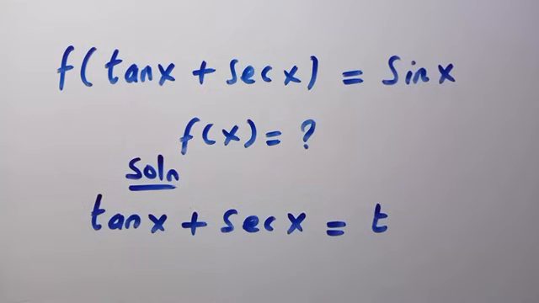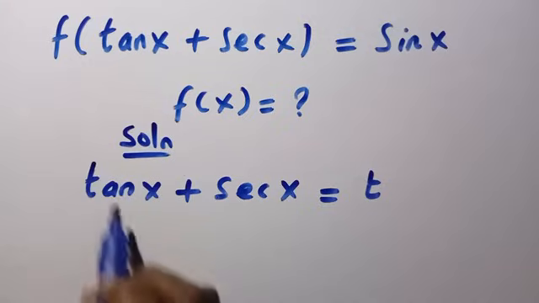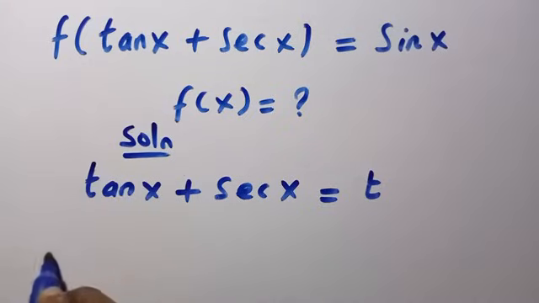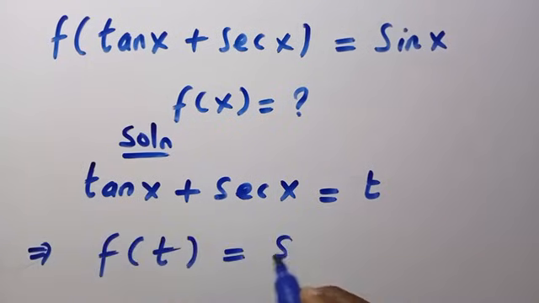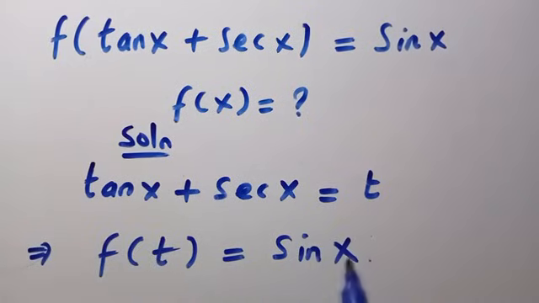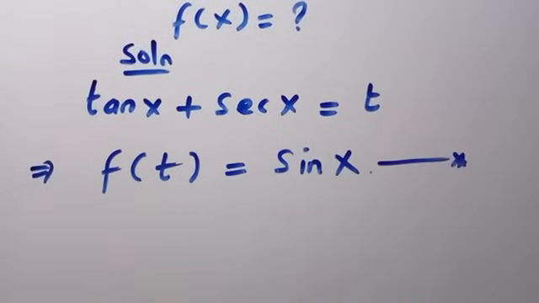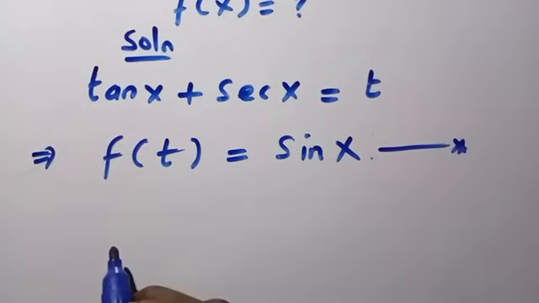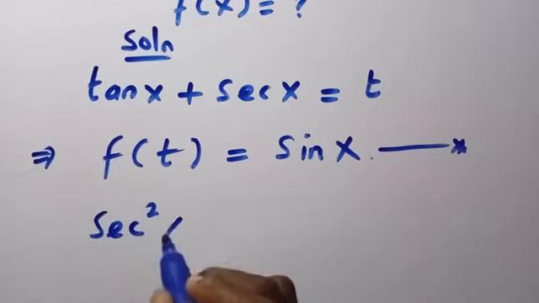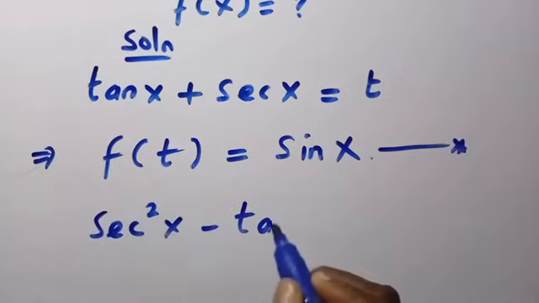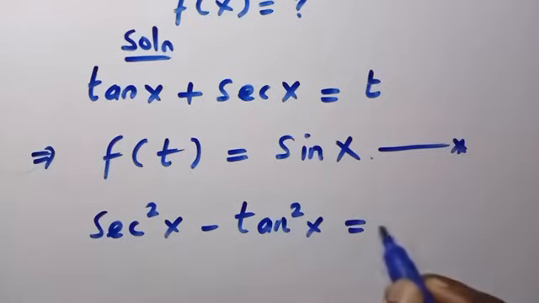So by letting this be t, we cover the whole domain of the original function. Since we have let that be t, the function becomes f of t equals sine x. But looking at what we have here and what we have here, they are two different things. Let's start with this first. Then we recall the identity: sec square x minus tan square x equals 1.